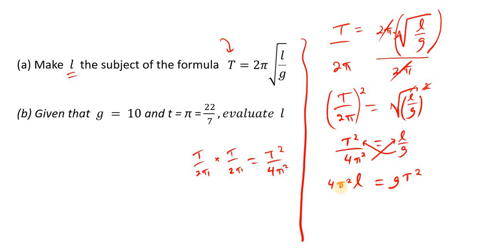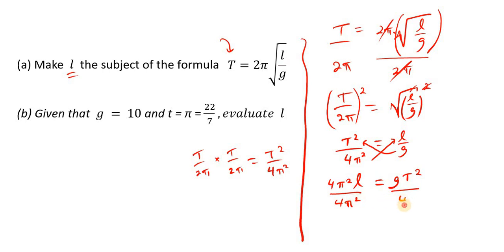Now, keep our eyes focused on the left-hand side. We're trying to make L the subject. So we ask the question, how is 4 pi squared connected to L? Of course, by multiplication. 4 pi squared is multiplying L. So to get rid of 4 pi squared, we'll need to divide by 4 pi squared.